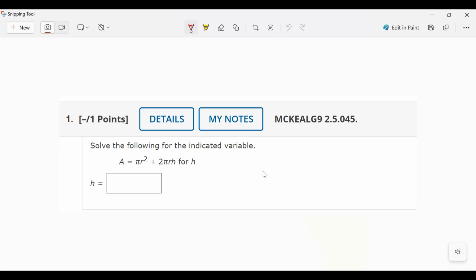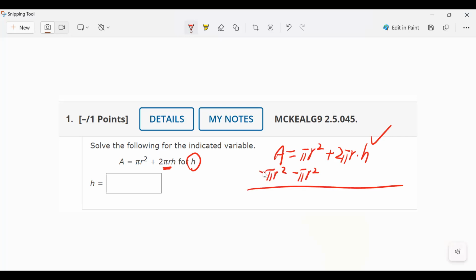All right, let's go over the solution here. We are solving for h. That means you need to isolate this term. So A equals pi r squared plus 2 pi r h. This term must be isolated, so you subtract pi r squared on both sides of the equation. We end up with 2 pi r times h. So A minus pi r squared equals 2 pi r times h.